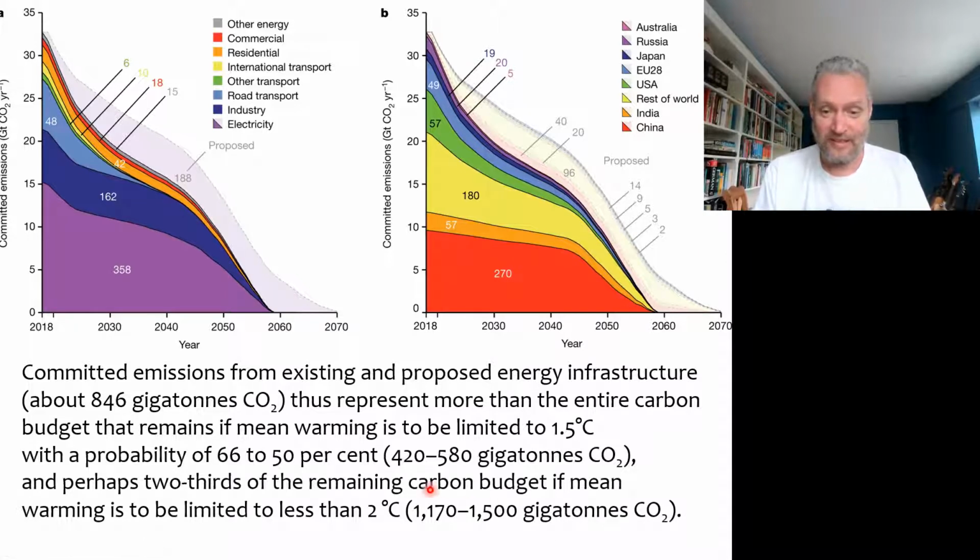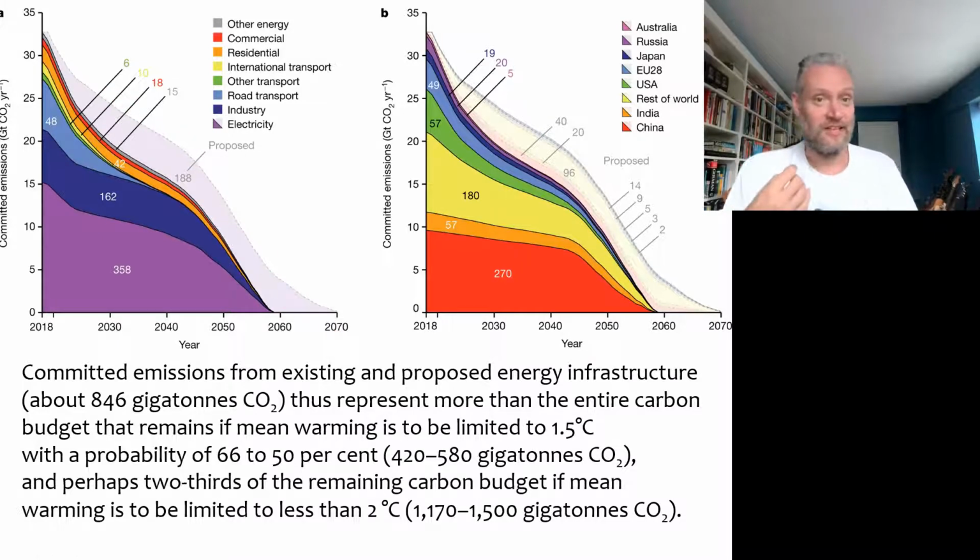If we want to limit the temperature to 2 degrees, then we have a little bit more room. We can emit another 1,200 or perhaps 1,500 gigatons of CO2, but most of that will be blown by existing infrastructure. If you start adding the infrastructure that is in the planning stage or is currently being built, then of course you have to add almost 200 to this.